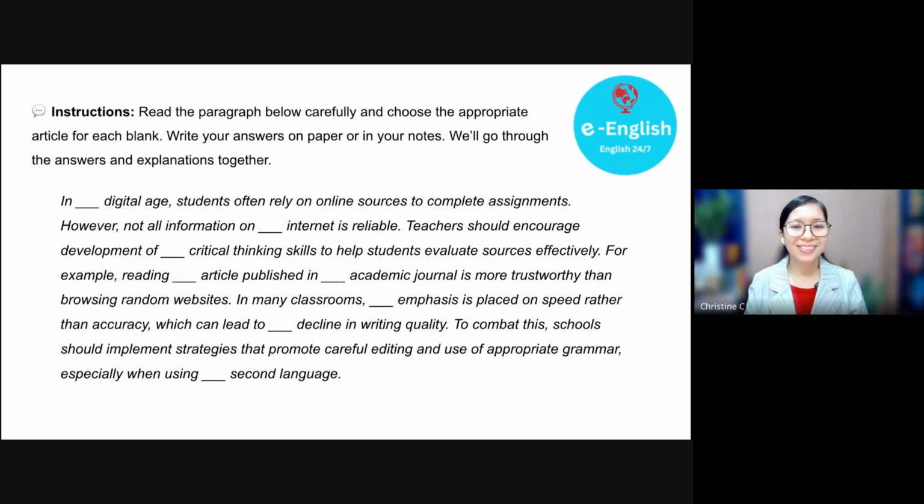Here's another exercise on the articles. Please look at the paragraph below, read it silently, and choose. You can write it down in the chat if you want. Choose the correct article, or if there is no article needed, then feel free to say so. I'll give you a couple of minutes to take a look. You can type in the chat your answers. If you are ready to share your answers, you may unmute your microphone and share with me the correct answer. Later, I'm going to show you the corrected version.